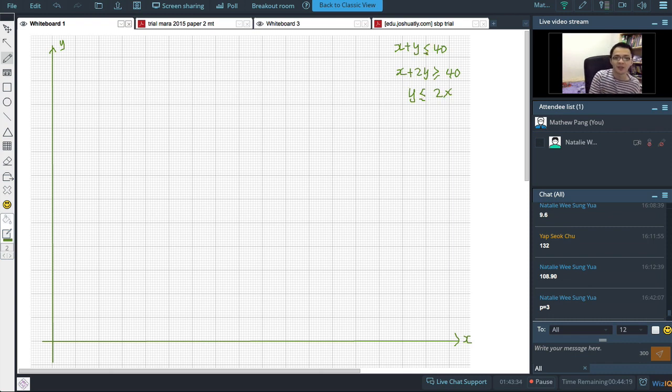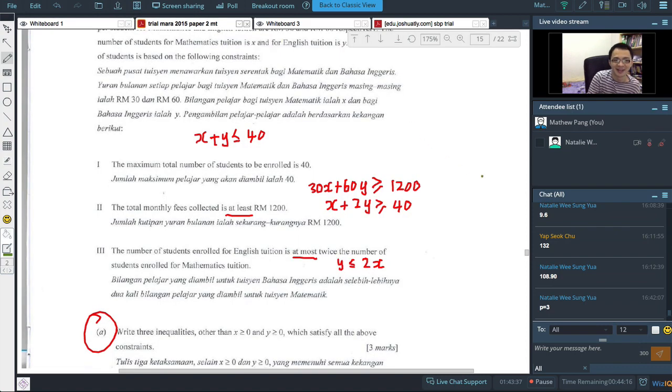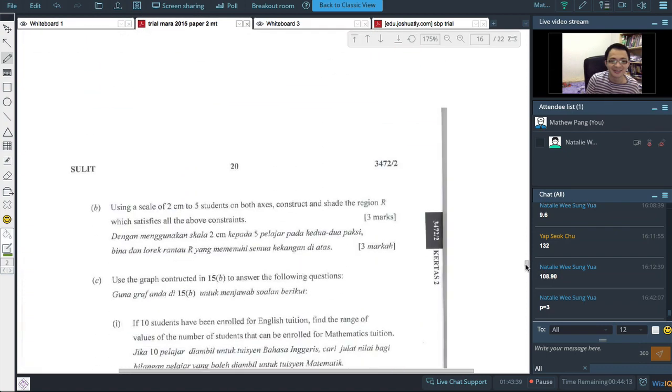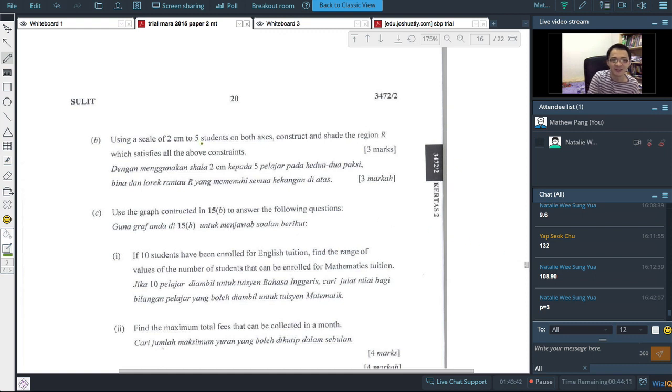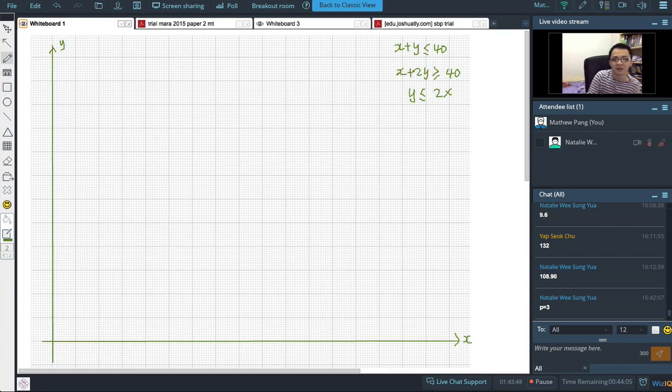Let me know the scale first. I will read the scale. What is the scale? 2 centimeters for 5 on both. Alright. Then shade the region R, same thing. So the first one, x plus y equals 40. Then I put 0, 40 and 40, 0. It's easy. So this is 5, 10, 15, 20, 25, 30, 35, 40. Never mind, I write until 50, maybe 45, 50.